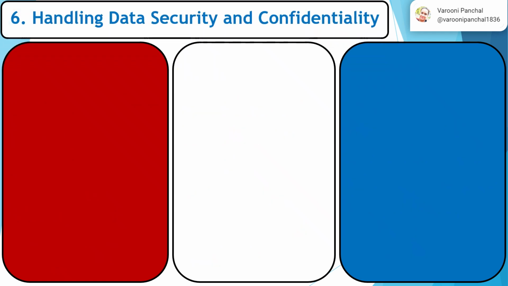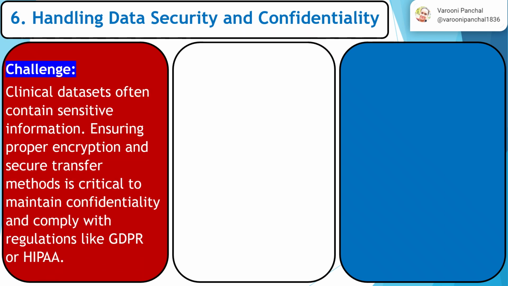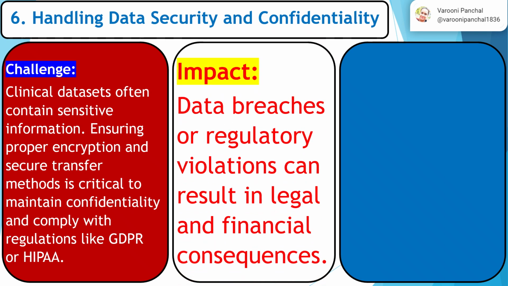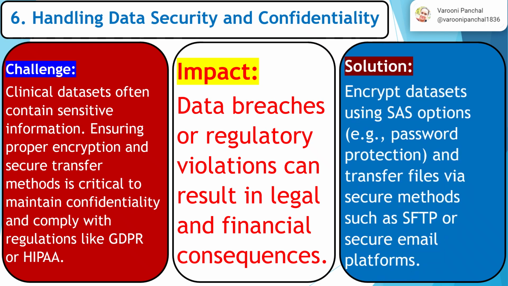Number 6. Handling data security and confidentiality. Challenge. Clinical datasets often contain sensitive information. Ensuring proper encryption and secure transfer methods is critical to maintain confidentiality and comply with regulations like GDPR or HIPAA. Impact. Data breaches or regulatory violations can result in legal and financial consequences. Solution. Encrypt datasets using SAS options, e.g., password protection, and transfer files via secure methods such as SFTP or secure email platforms.